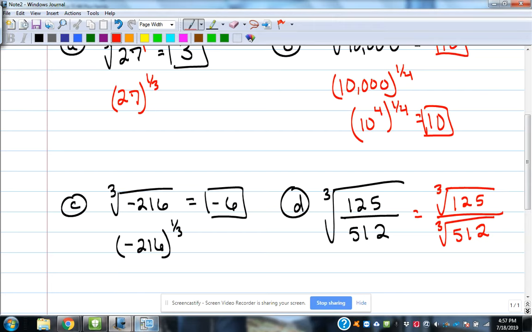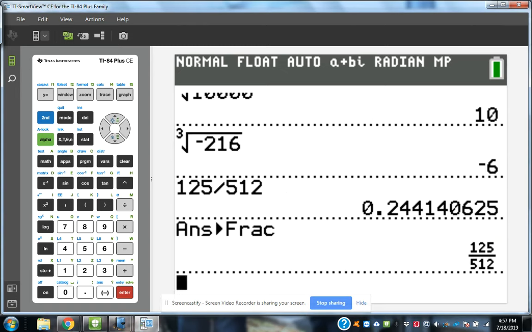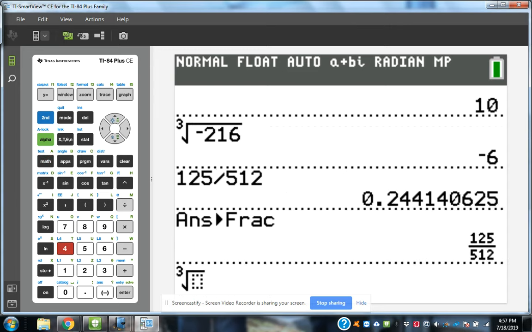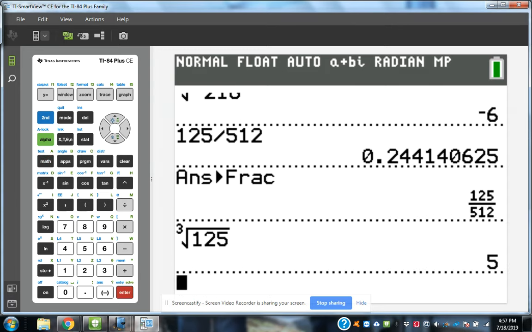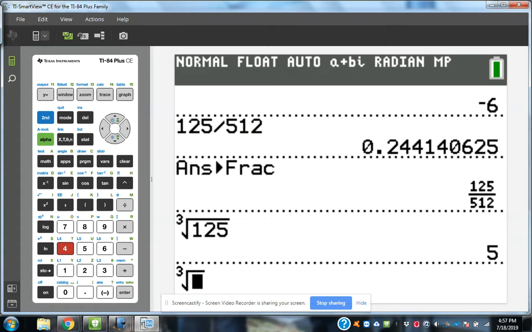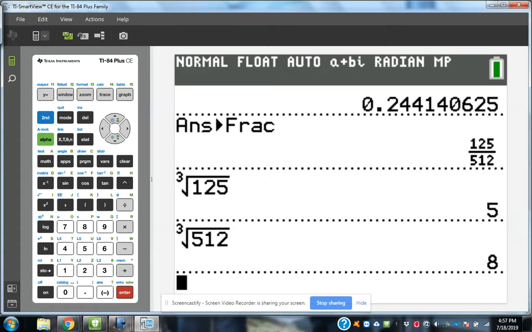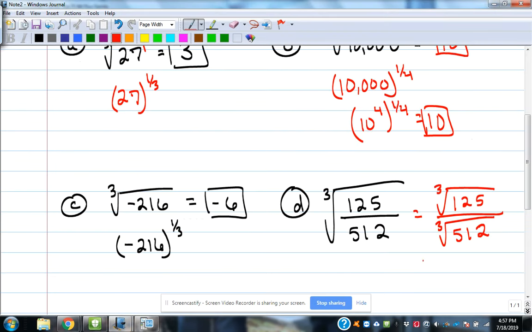Okay, and then I'll type in the cubed root of 125, which should be 5, and then the cubed root of 512, which should be 8. 5 over 8 is what it reduces to out of that, which is nice.